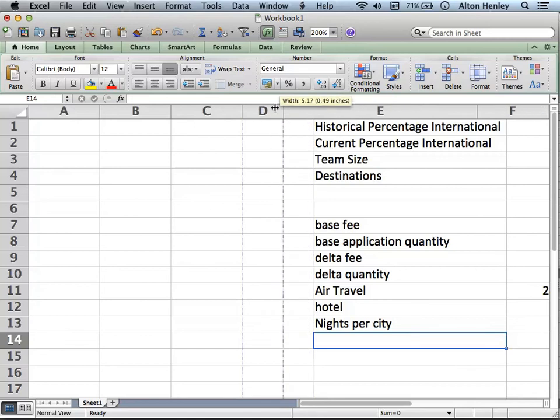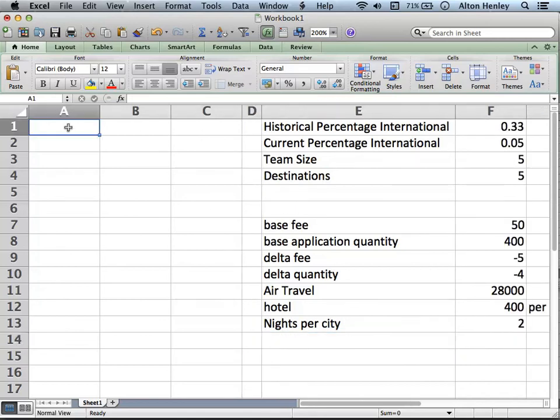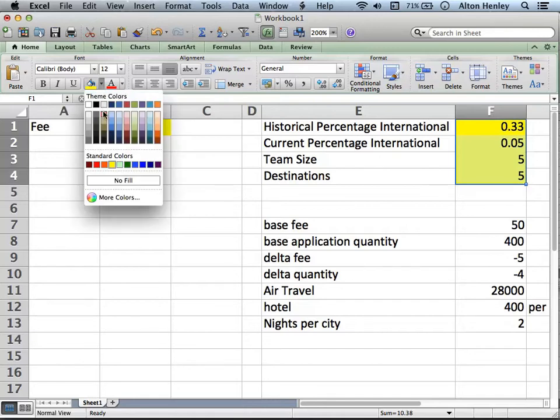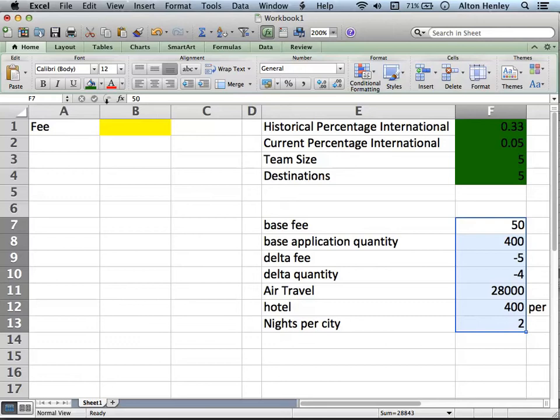And so let's get started. The thing that she has to figure out is what will the fee be. So the fee is a decision that Anne-Marie is going to have to make. All of these things are facts, so I will code them green. I haven't gotten to any assumptions yet.